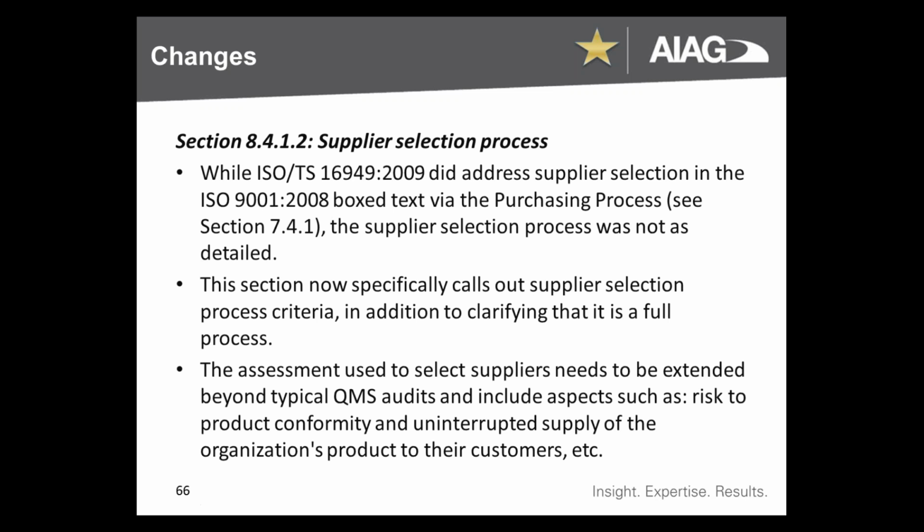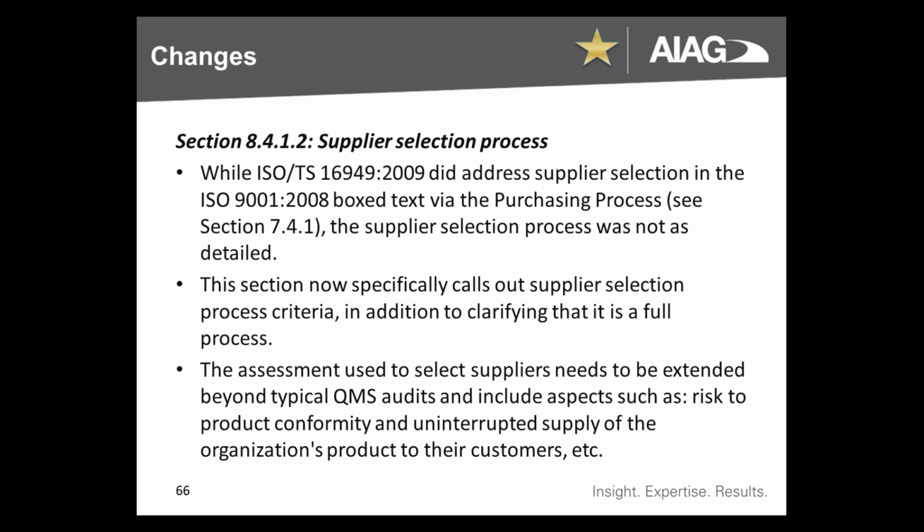(8412) Supplier selection process. The organization needs to have a documented supplier selection process. So here there's a requirement for some type of documentation, a process flow or a procedure. This is new. The selection process needs to include the following. An assessment of the selected supplier's risk to product conformity and ensuring an uninterrupted supply of product to the organization's customers, the relevant quality and delivery performance, the organization's assessment of their QMS, multidisciplinary decision making, and an assessment of software development capabilities if applicable.